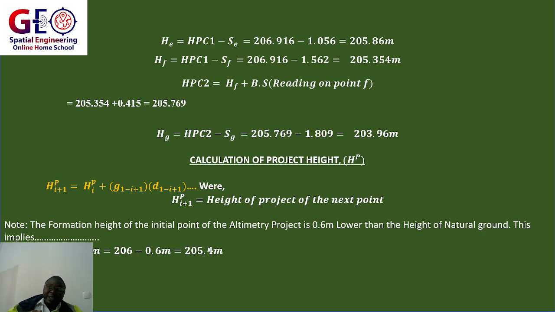That means when they commence the road project, at the height of natural ground on BM6, they have to cut 0.6 meter, and when the 0.6 meter is cut, we are going to have a new height on that point, which is a project height of 205.4 meter. So now the formula to calculate the other points. Remember that we have a gradient that we want to work on. The project height of the next point will be the project height of the initial point plus the gradient on that segment multiplied by the cumulative distance, isn't it?